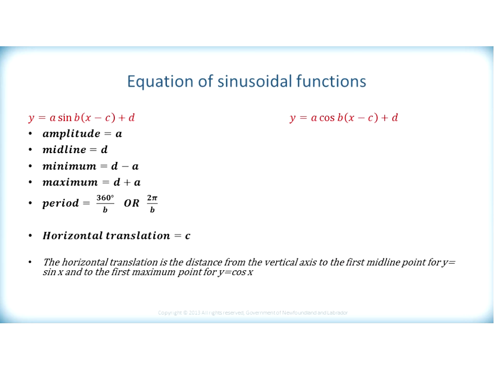If you recall, the equation of a sinusoidal function, we had sine and we had cosine. The amplitude was A, and the midline was D. The minimum value would be D subtract A, and the maximum value would be D plus A. The period would be 360 divided by B, or if it's in radians, 2 pi divided by B. The horizontal translation C, for a sine graph, would be the first midline point, and for the cosine graph, C would be the first maximum point.